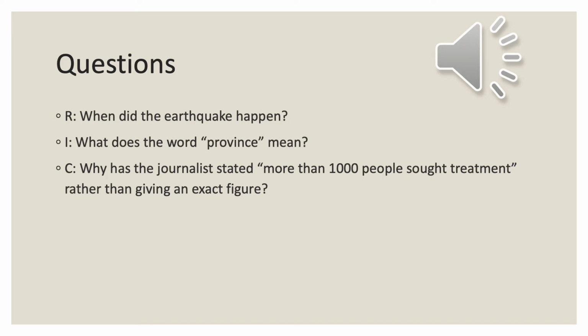And then C. Why has the journalist stated that more than 1,000 people sought treatment rather than giving an exact figure? So think really carefully about what the job of the journalist is to do. Why wouldn't they say an exact figure if they're saying more than 1,000? Okay, so think really carefully about that. Please ensure that you explain your answer and the reason why you put it. The answers will be on the next slide.